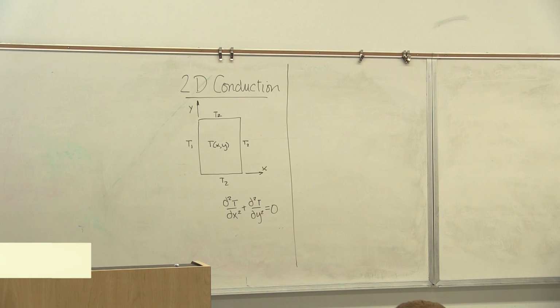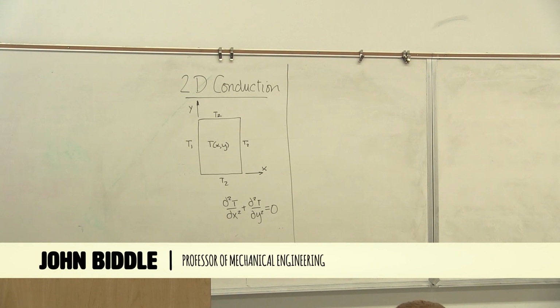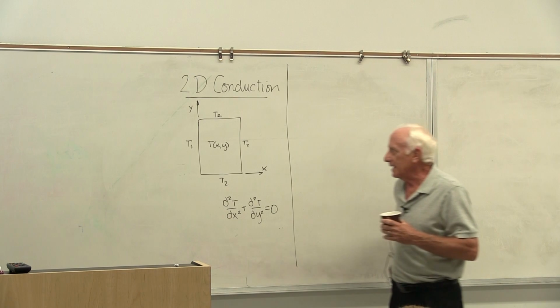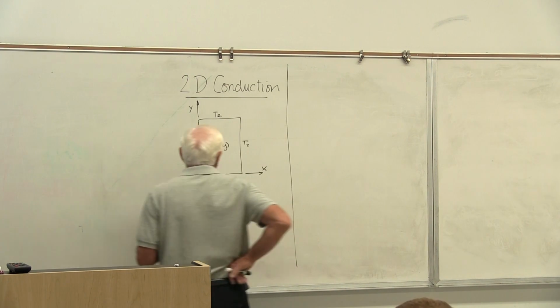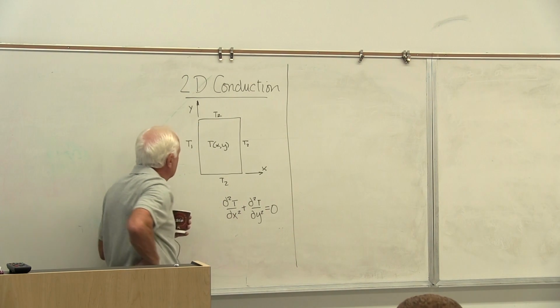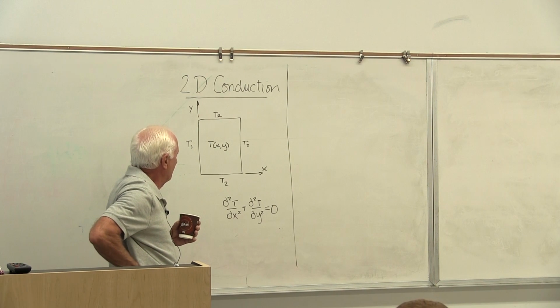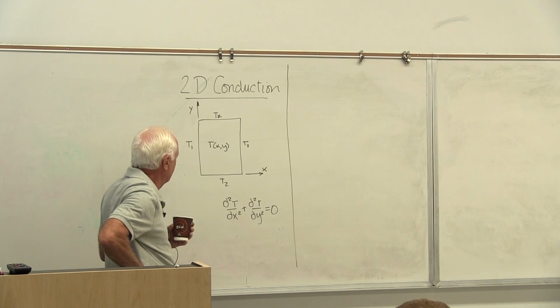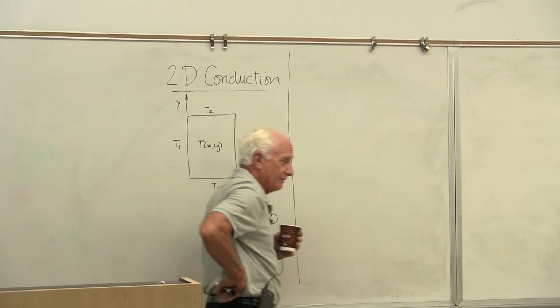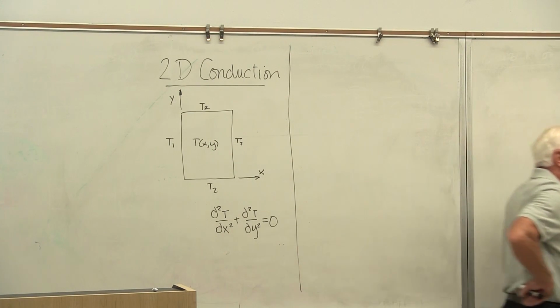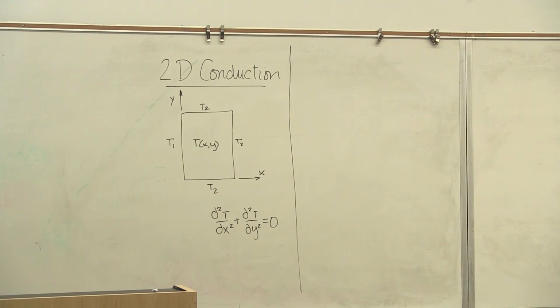Okay, Chapter 4, 2D conduction. We talked about how the temperature can vary as a function of, for instance, x and y in a plate like this. The left-hand side's at a temperature T1, the top, bottom, right-hand side temperature T2. We might be asked to find the temperature as a function of both x and y.